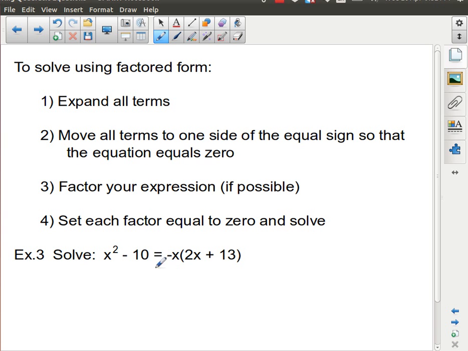So here's something that looks a little bit more complicated. So we're going to expand all terms. So the left side just stays the same. The right side becomes negative x times 2x is negative 2x squared. And negative x times positive 13 is negative 13x. Now I'm going to make a little change here. I want to be mindful of this.